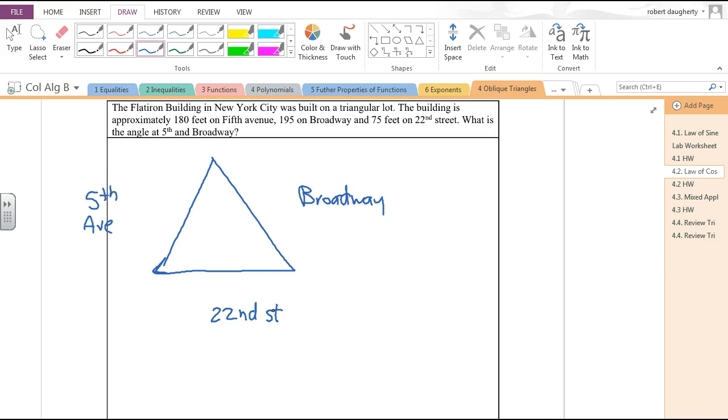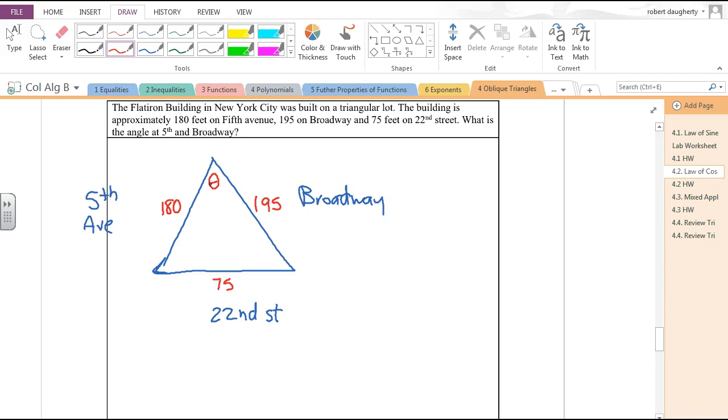The building is approximately 180 feet on Fifth Avenue. So that's 180. And on Broadway, it's 195 feet. And on 22nd Street, it is 75 feet. What is the angle at 5th and Broadway? So which angle do they want me to solve for? This one right here. So I'm going to say that's the angle they want to know.